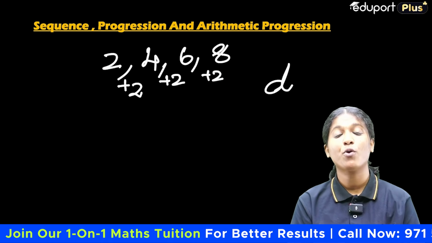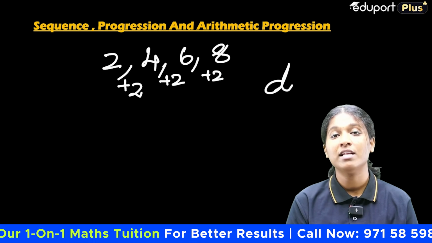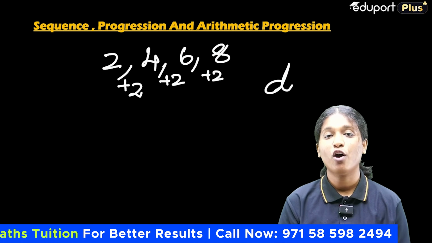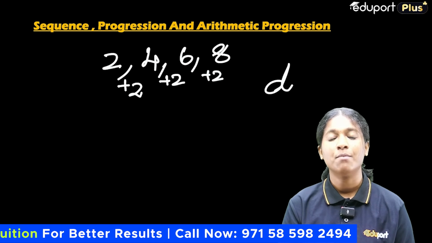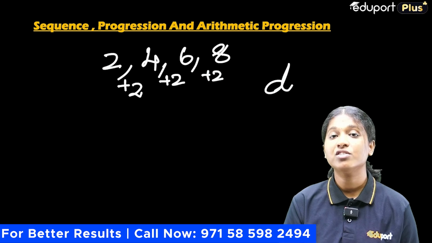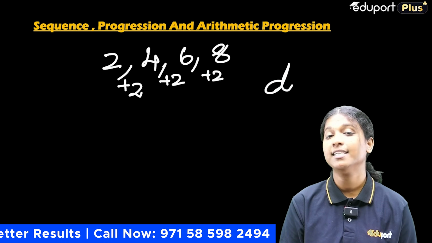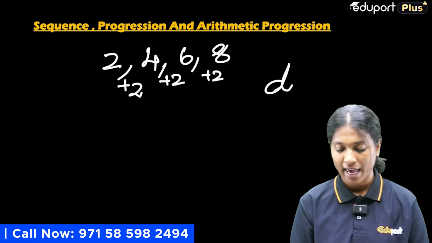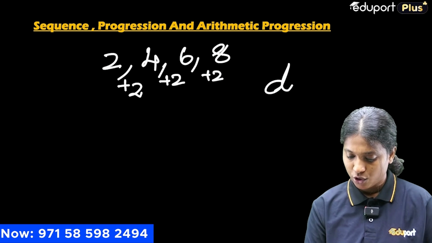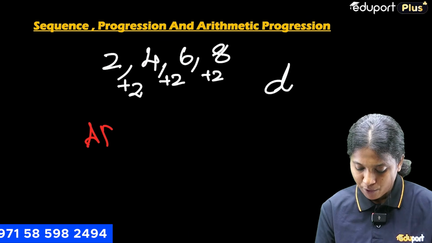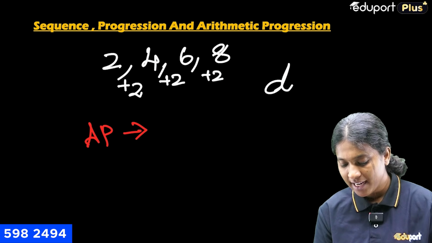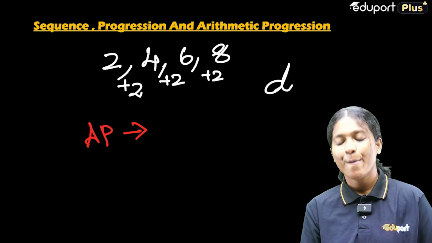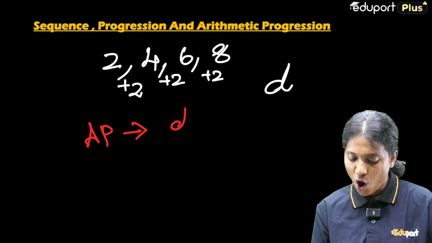So, an arithmetic progression is a sequence where all of the consecutive terms have a constant difference that we call the common difference. Arithmetic progression means a highly structured sequence which is a progression, and there is a common difference.